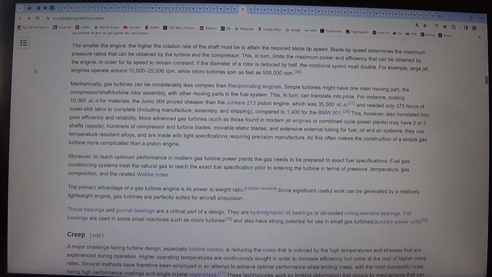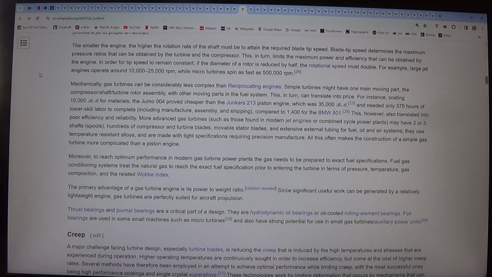Blade tip speed determines the maximum pressure ratios that can be obtained by the turbine and the compressor. This, in turn, limits the maximum power and efficiency that can be obtained by the engine. In order for tip speed to remain constant, if the diameter of a rotor is reduced by half, the rotational speed must double. For example, large jet engines operate around 10,000-25,000 rpm, while microturbines spin as fast as 500,000 rpm.